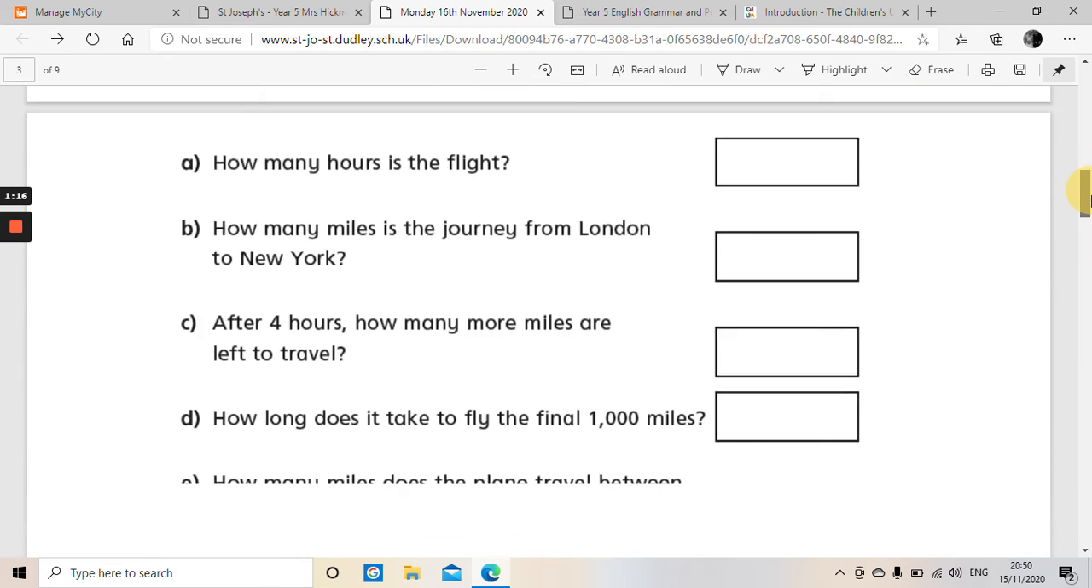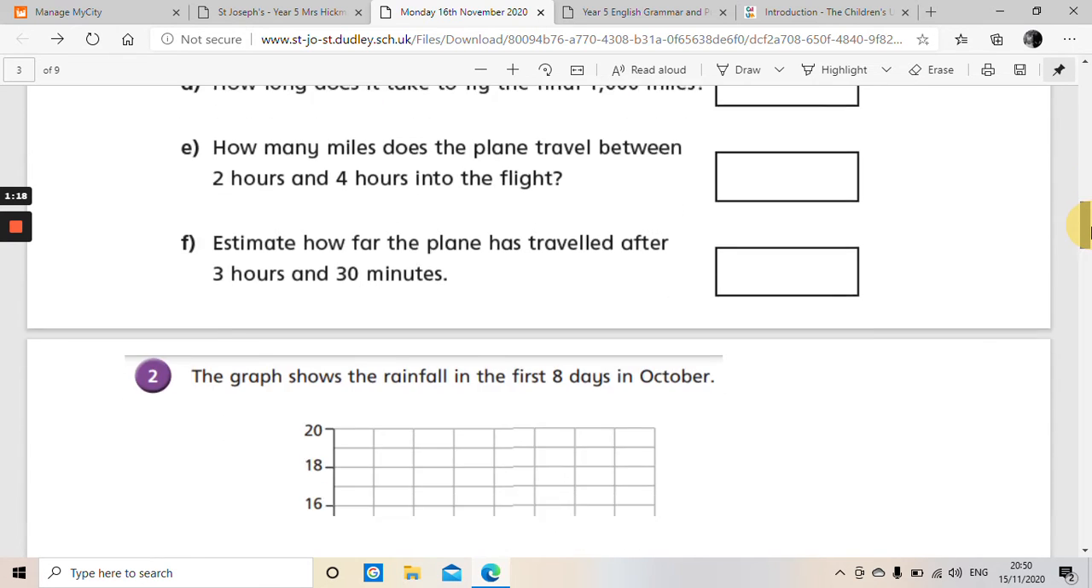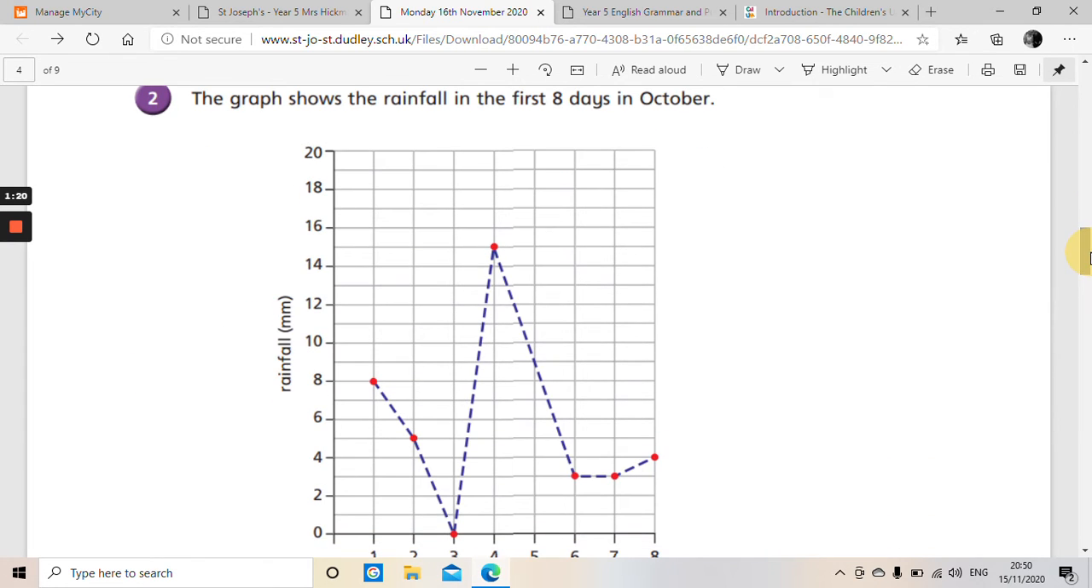So read your questions really carefully. Now it is getting a little bit more challenging this week, so just be really careful. And I know it's a little bit annoying because we're not at school and your parents might be a little bit busy and they can't help you. Please don't worry, because we are going to recap this when we're all back together.